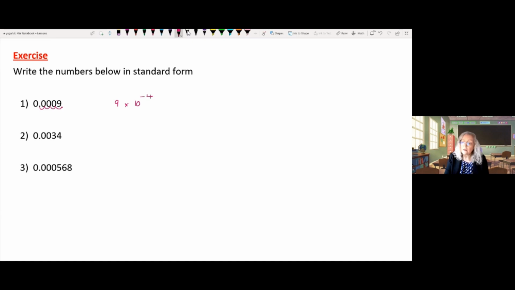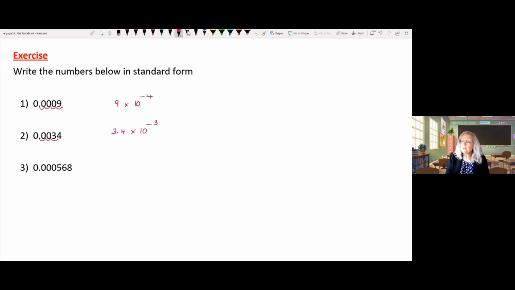For the next one, I need a number between 1 and 10. So that's going to be 3.4. It's going to be multiplied by 10 to the minus, and I need my decimal point to be here. So it would be 1, 2, 3 places I would have to move. So that's 3.4 multiplied by 10 to the minus 3.